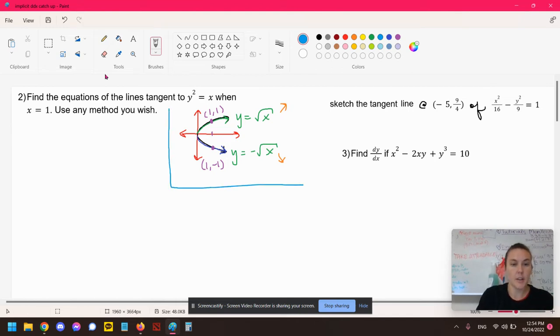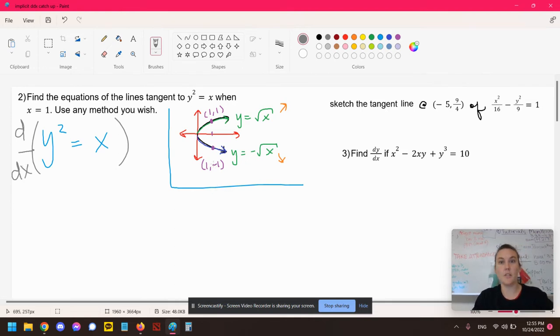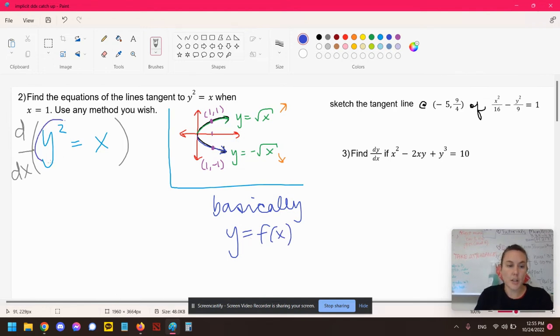So here's that plan. Here's my new plan. If I've got y squared equals x, and I am taking the derivative with respect to x of this relationship, that means x is my independent variable, the thing I'm plugging in, and y is the thing I'm getting out. Y is the dependent variable. So basically, y is a function of x, which means when we're taking the derivative of y squared, if it's a function of x, we should use the chain rule.